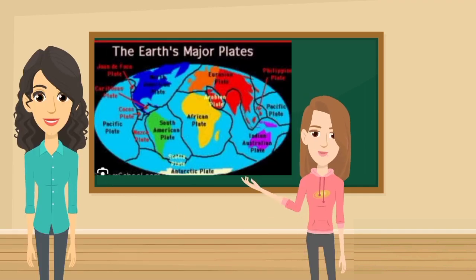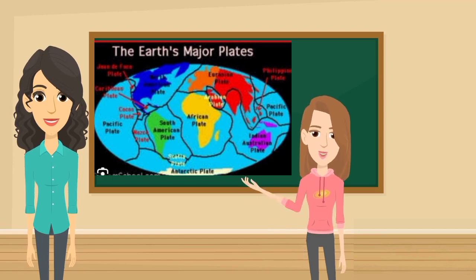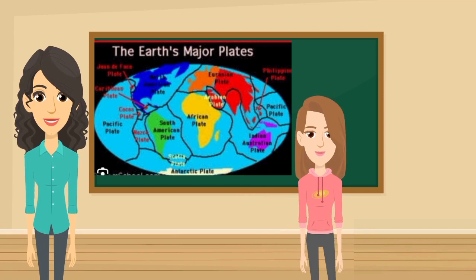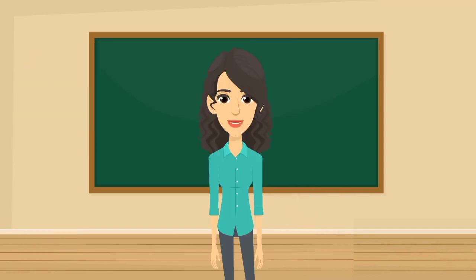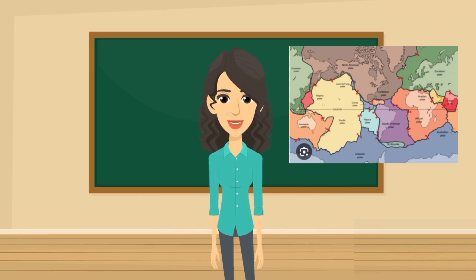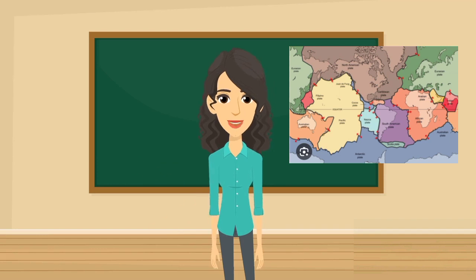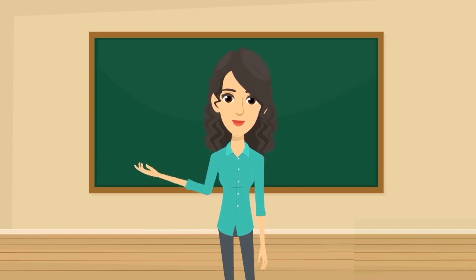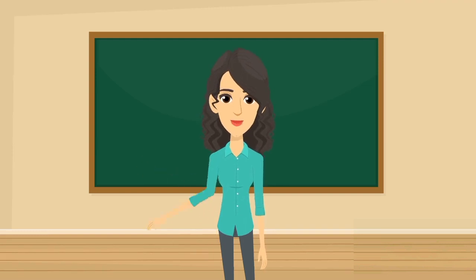Teacher, we have 7 major continents such as Asia, Africa, North America, South America, Antarctica, Europe, and Australia. Then how many minor plates do we have? So many minor plates are there. Some of them are the Arabian plate, Burmese plate, Caribbean plate, Cocos plate, Nazca plate, Scotia plate, Philippine Sea plate, Somalian plate, etc. Thank you, teacher.